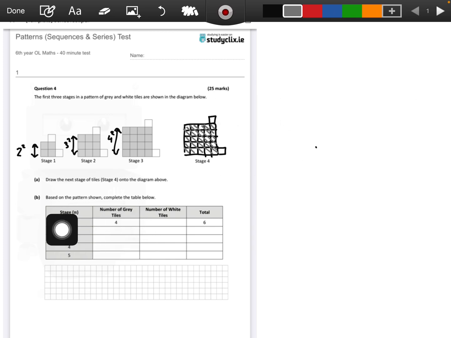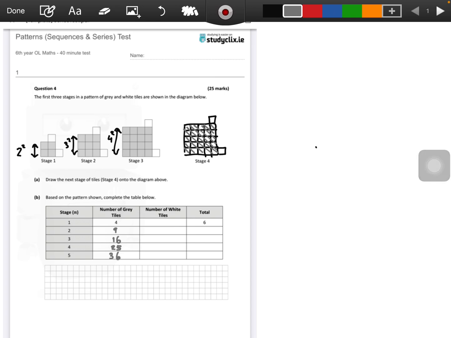Over here, part B was based on the pattern shown, complete the table below. In stage 1, it has completed the first part for you. It has 4 grey tiles. Then stage 2, it has 9 grey tiles. Then stage 3, it has 16. We might start noticing a pattern if we look at just the ones that we've drawn so far. We had 4, 9, 16, 25. These are all our square numbers going up. So 25 was 5 squared. So my next one is going to be 36.